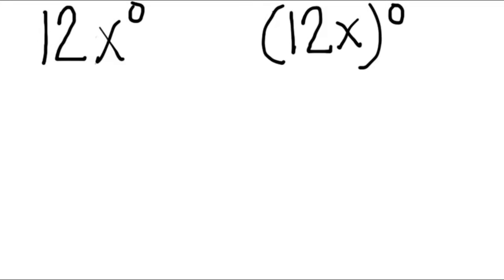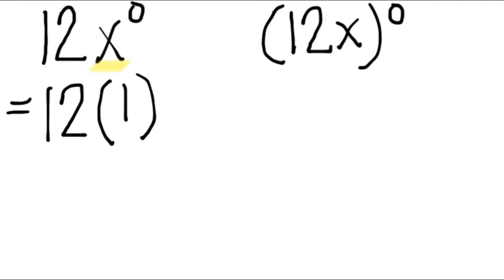Okay, dun muna tayo sa unang given. So, obviously, kapag 0 ang exponent, it is equivalent to 1. So, we're going to have 12. Since wala siyang parenthesis, yung base ng 0 ay x lang. Hindi kasama yung 12. So, x raised to 0, that is equivalent to 1. So, if we are going to multiply that, that is 12 times 1. So, we are going to have 12.